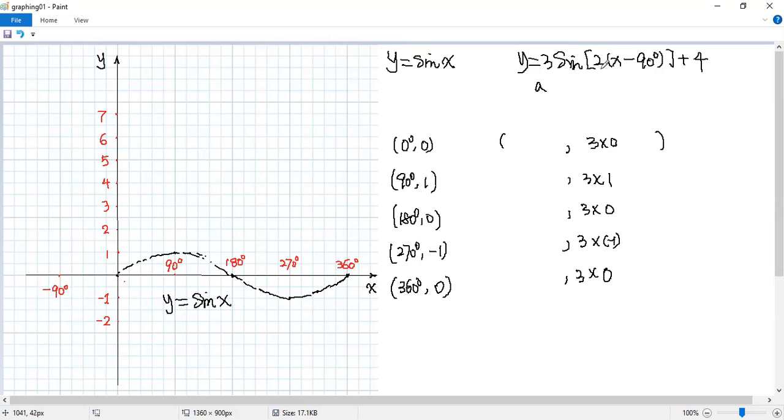The frequency k equals 2, greater than 1. So we need a horizontal compression by a factor of half. That means we need to multiply the x coordinate by half. So 0 times half, 90 times half, 180 degree times half, 270 times half, 360 times half.